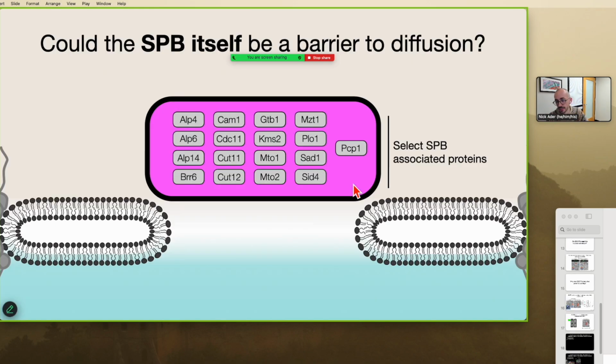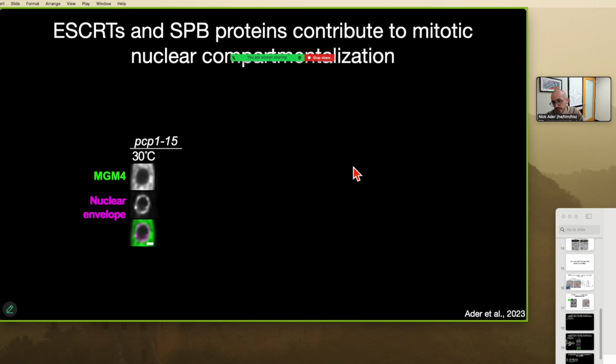The obvious place to look was the spindle pole body itself, sitting there en face with the hole in the membrane. And I've just been showing it as this magenta blob, but of course it's composed of dozens of proteins. I'm going to just show you a quick story on PCP1, the pericentrin ortholog. And what we did is we took advantage of temperature-sensitive alleles that are loss of function at higher temperatures in yeast to look at this.